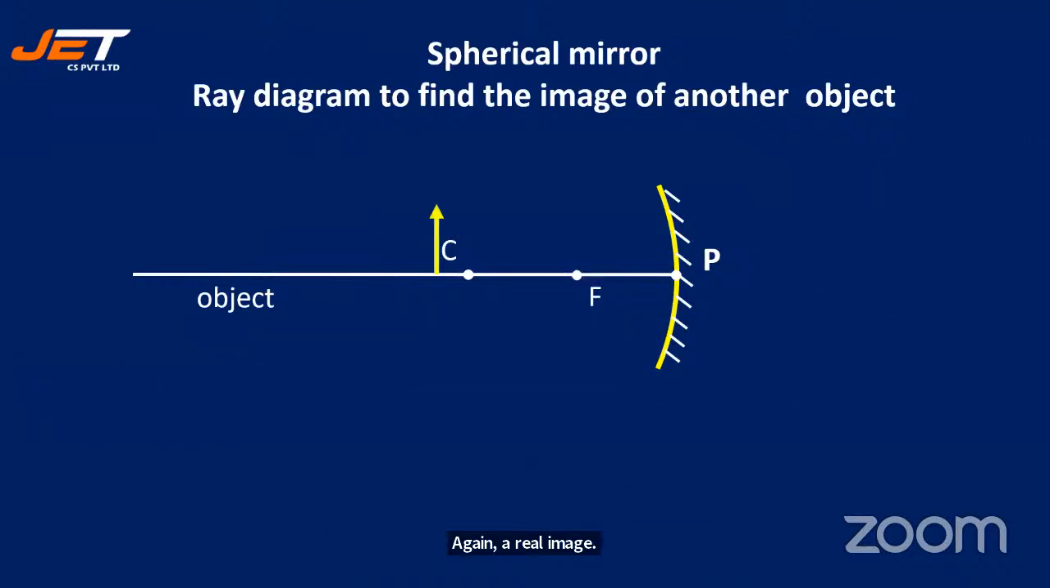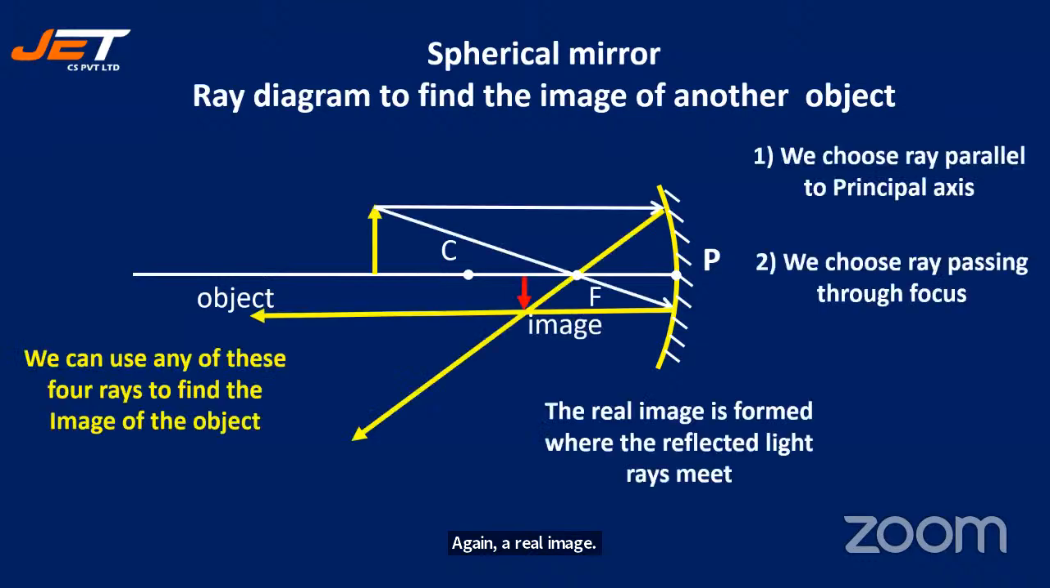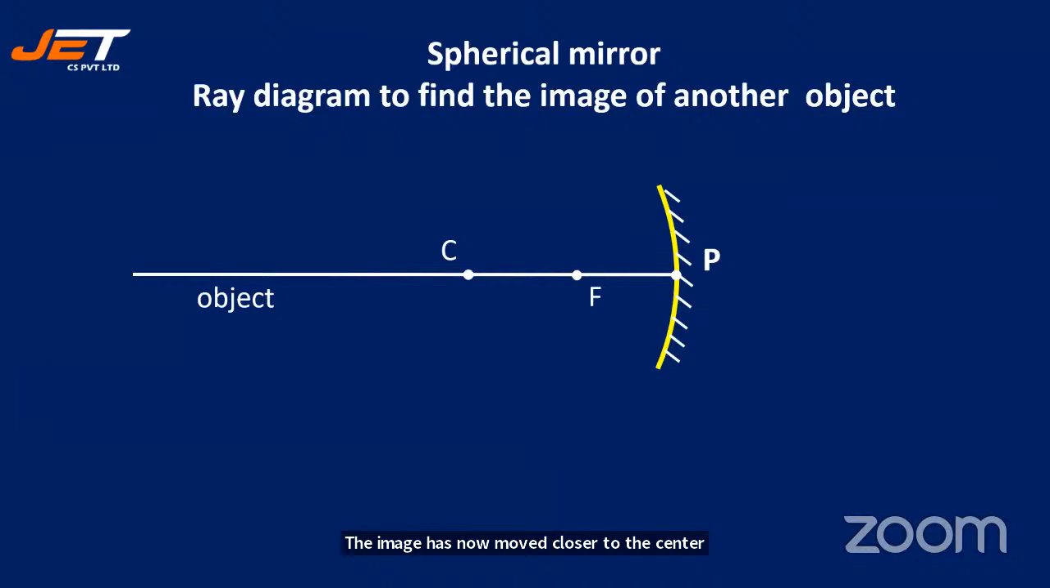Now if you have observed one thing, the image has now moved closer to the center of curvature. Now let's see the next one. The object is now further moved towards the center of curvature. The object has come even closer. Now let's see how we do it.